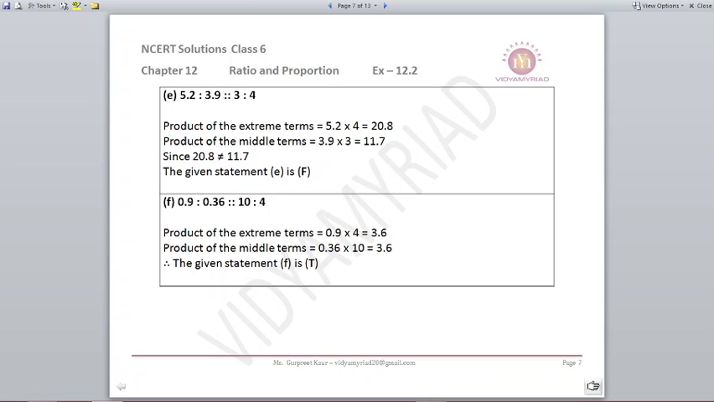Next, 5.2 is to 3.9 as 3 is to 4. Let us multiply. 5.2 multiplied by 4 is 20.8, and 3.9 multiplied by 3 we get 11.7. Both the values are different, so the statement is false. Next, 0.9 multiplied by 4 gives you 3.6, and 0.36 multiplied by 10 also gives you 3.6. In both cases the values are the same, so the statement is true.